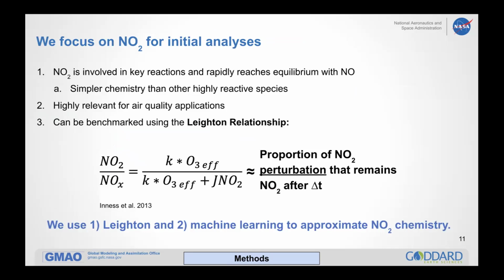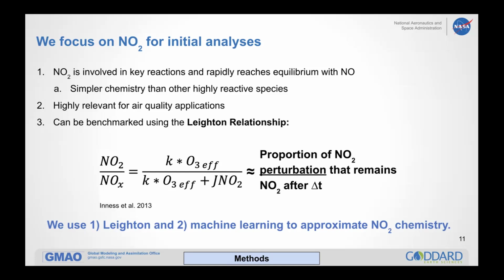For our initial evaluation, we're going to focus on NO2. As you all know, it's involved in key reactions in the atmosphere, and it rapidly reaches equilibrium with NO. It's highly relevant for air quality applications. NO2 rapidly reaching equilibrium with NO also enables us to benchmark the NO2 gradient in GEOS-Chem using the Leighton relationship shown here. It's been used in other data assimilation-based reanalyses, such as the CAMS model using the ECMWF.